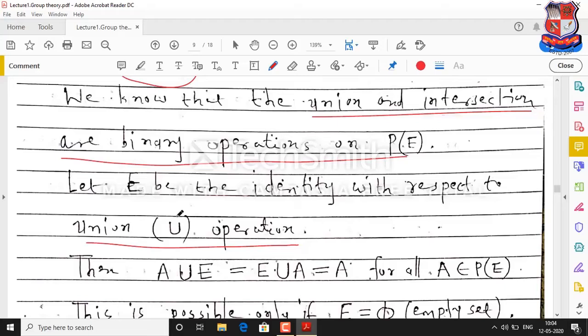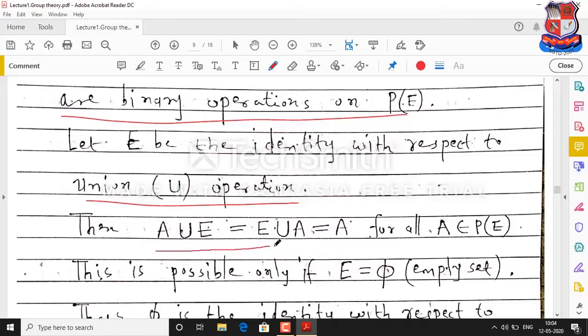Be careful. Once the operation is changed, identity will also change. So identity strictly depends on the given operation. The same set may have different identities with respect to different operations, or the same set may have an identity with respect to one operation and it cannot have an identity with respect to another operation. So I assume that E is the identity with respect to union operation.